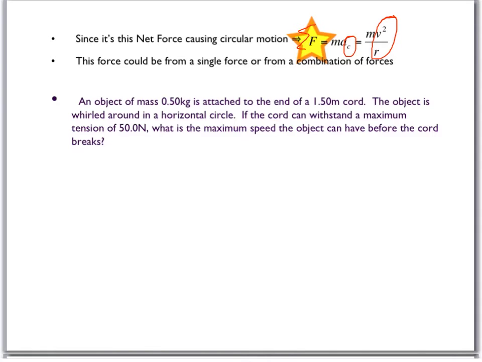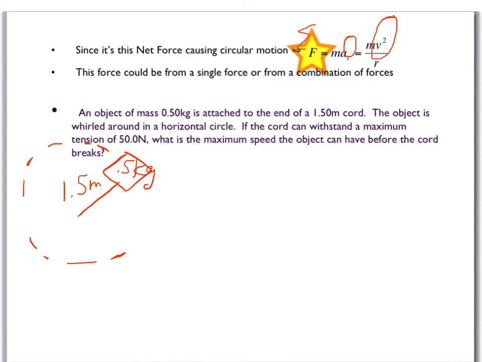Let's look at one example here. We have an object of mass half a kilogram that's attached to the end of a cord. So here is our half kilogram mass. Our cord is going to be 1.5 meters long, and this thing is going to be whirled around in a horizontal circle. And the cord is going to be able to withstand a maximum tension of 50 newtons.